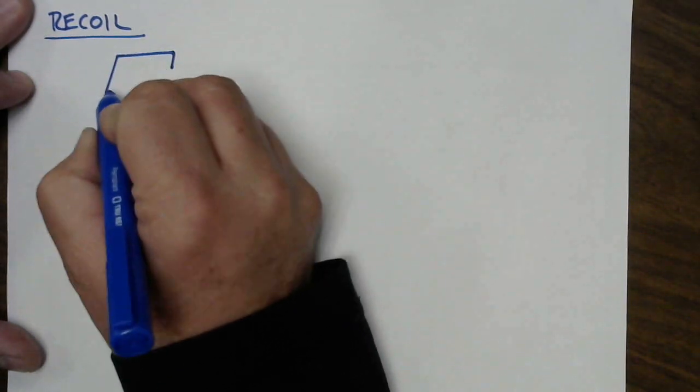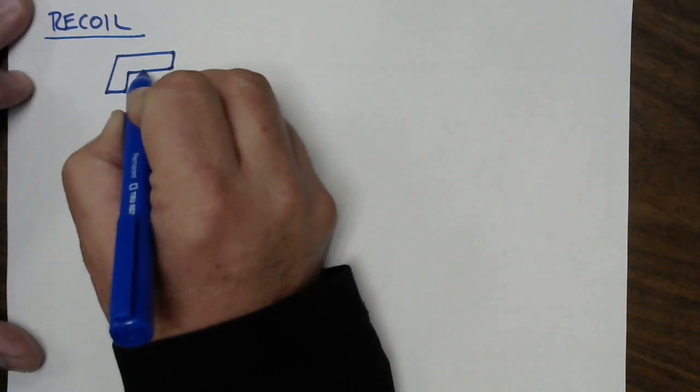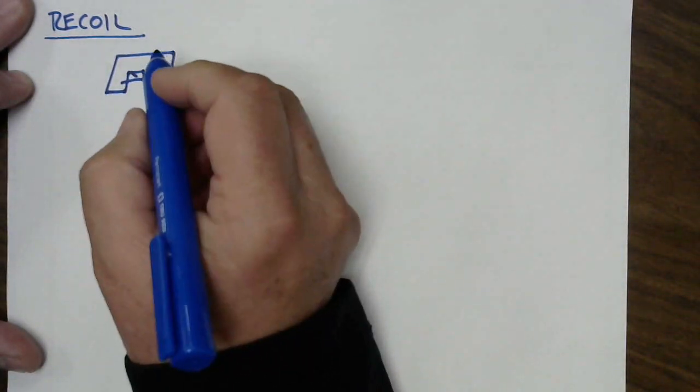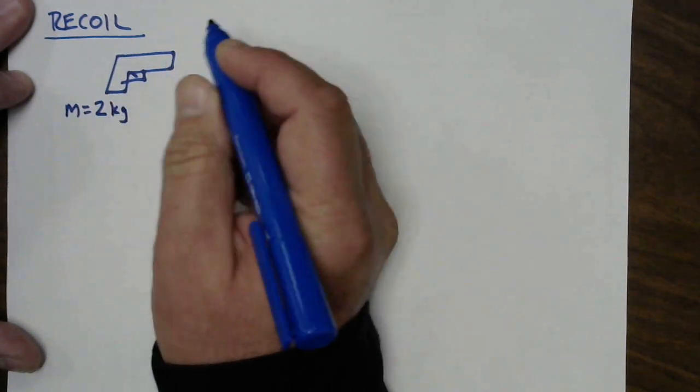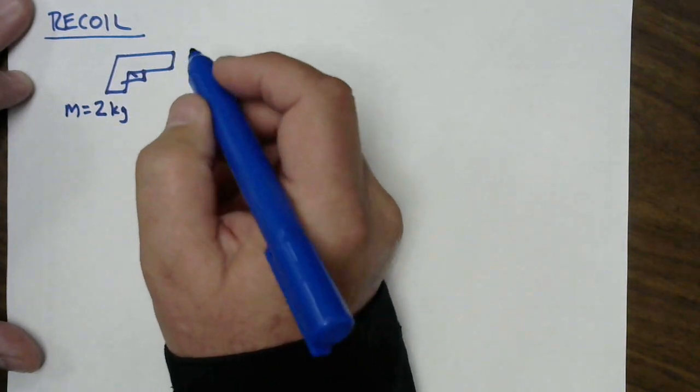So I'm going to draw a picture of a pistol. This is a really lame picture of a pistol. And this pistol is going to have a mass of 2 kilograms. I don't know if that's reasonable. 4 pounds, that sounds about right.